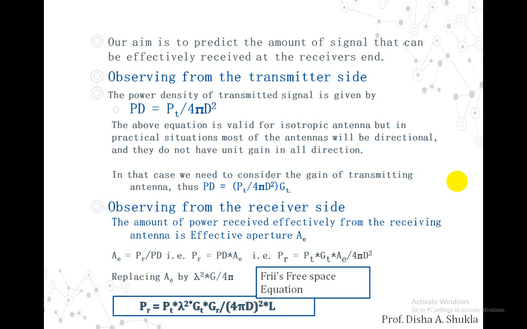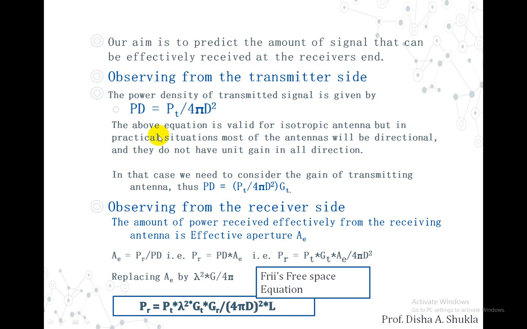So again, going through the whole thing, we have a transmitter and a receiver, both of them placed at a distance d, and we are supposed to calculate the amount of signal that can be effectively received at the receiver's end. For that we started with the power density of the transmitted signal, PD, which is equal to PT divided by 4 pi d square, where PT is the transmitting power at the transmitter's end.